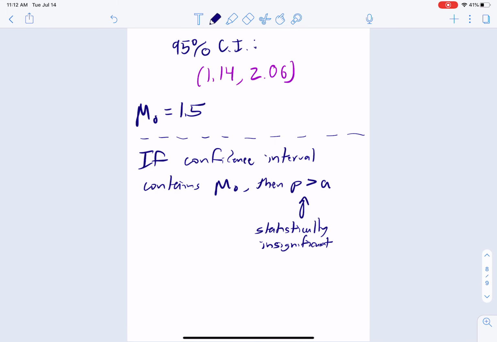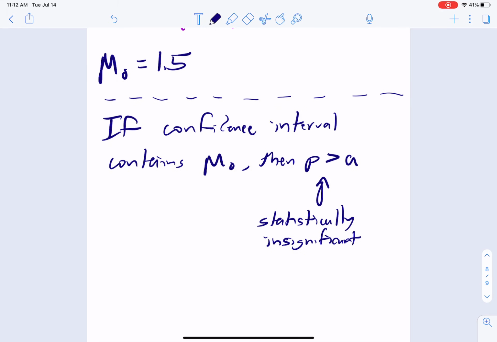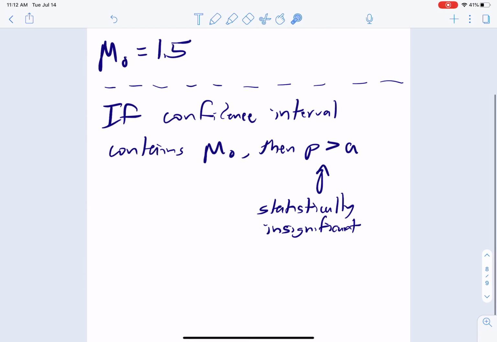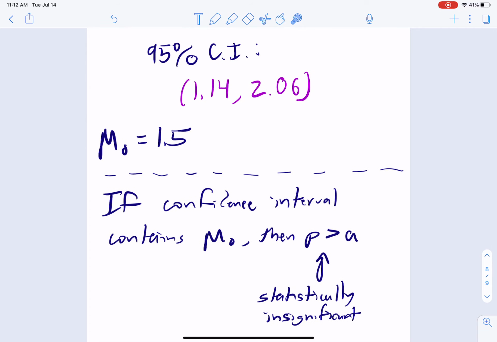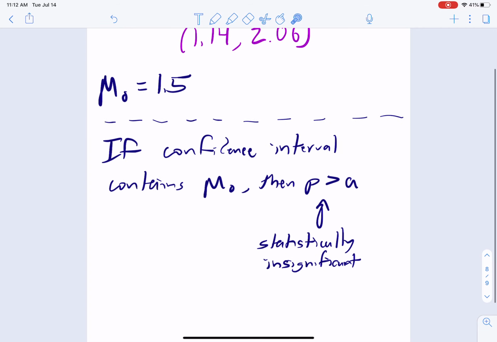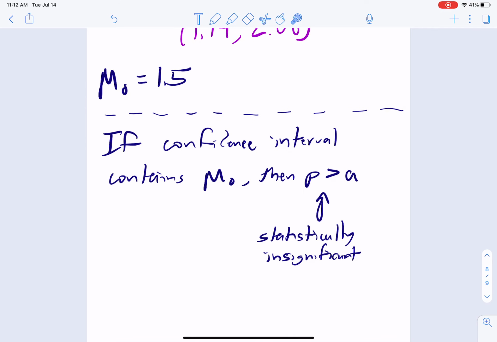But the general rule of thumb here is what I've got written, right? If the confidence interval contains mu naught, then P is always going to be greater than alpha, or the thing that you're testing is going to be statistically insignificant. Now, for the farmer, this might have been practically significant, but for us, we don't care anymore, right? P is greater than alpha, our 95% confidence interval contains the thing we're testing against. Therefore, that's that. Okay, so that's the whole process here.